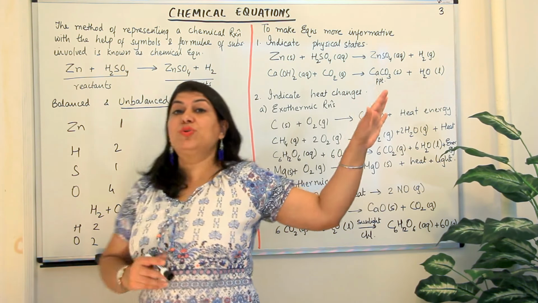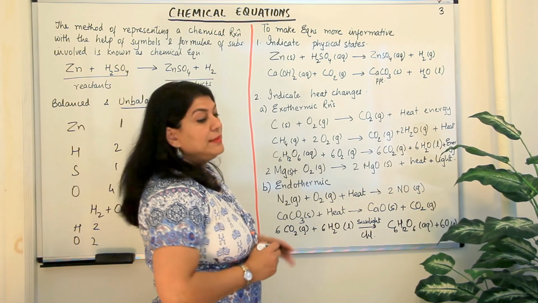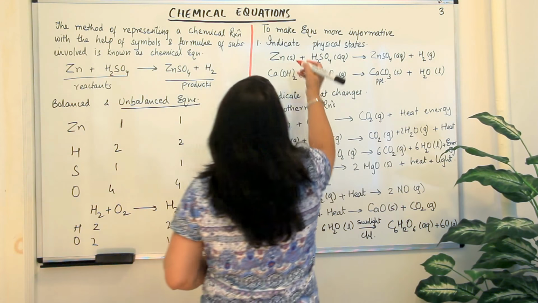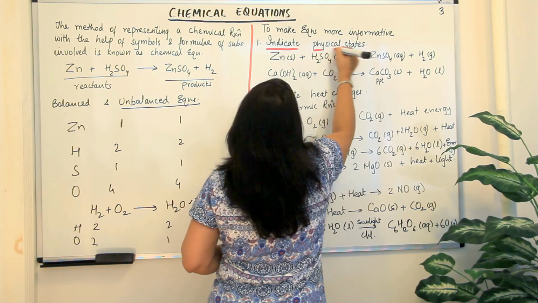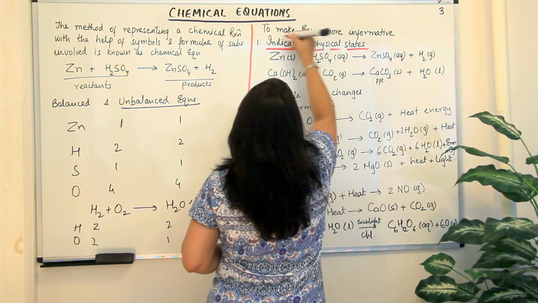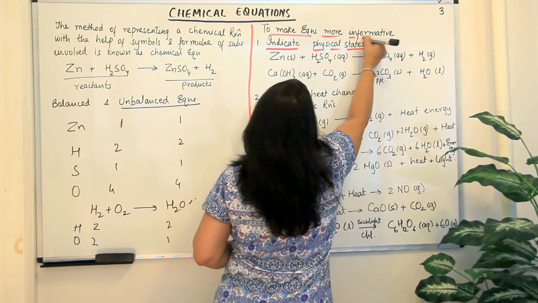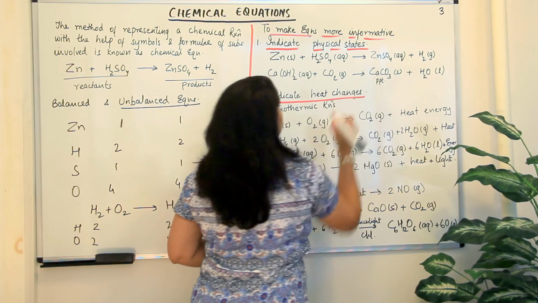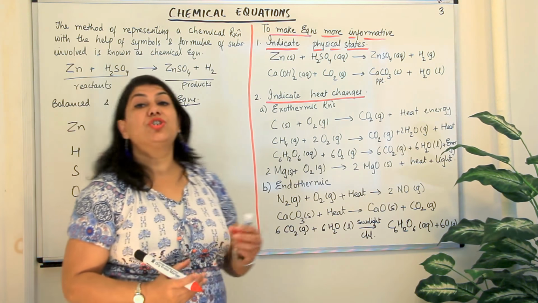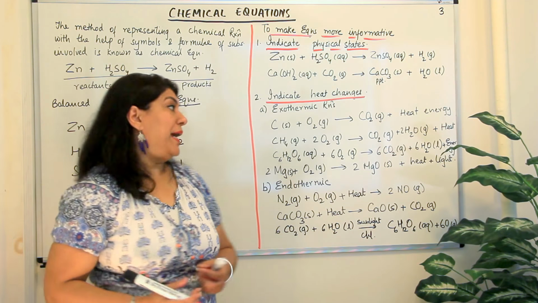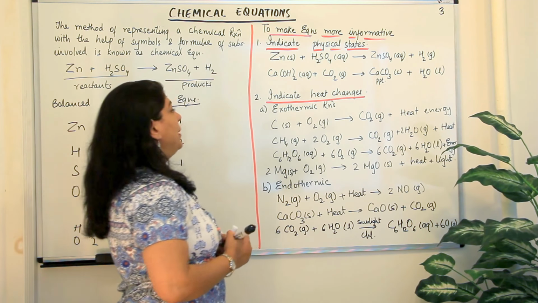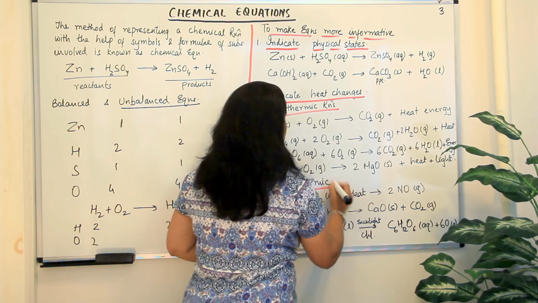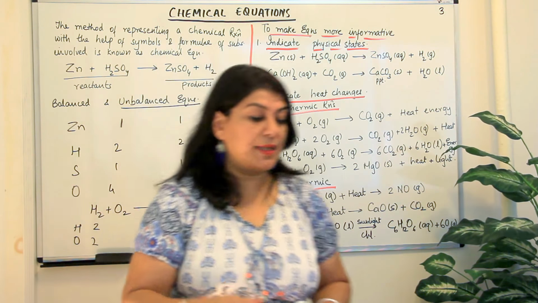There are 3 ways how we do it. The first is that we can indicate the physical states of substances. You can make equations more informative. You can indicate the physical states, you can indicate the heat changes, and the third is that you can mention the conditions of a reaction. But let us come to these one by one. In heat changes, there are 2 types, that is exothermic and endothermic reactions. Let me start explaining this to you now.